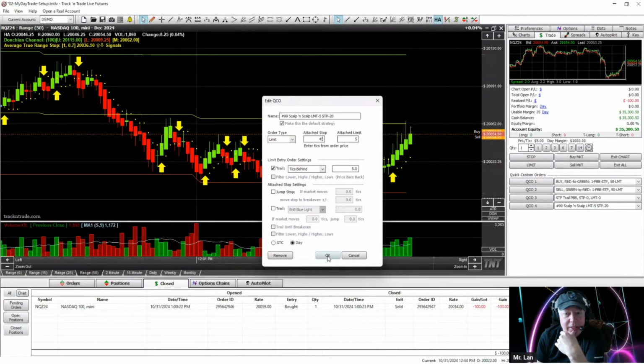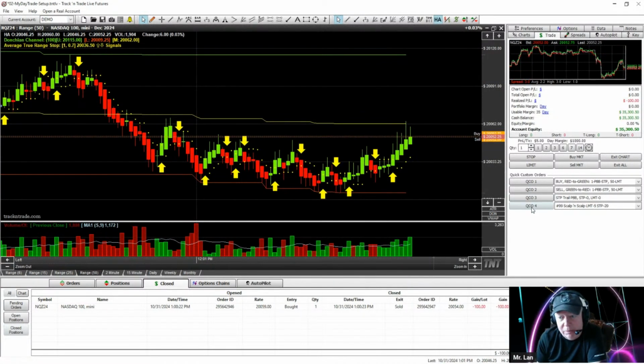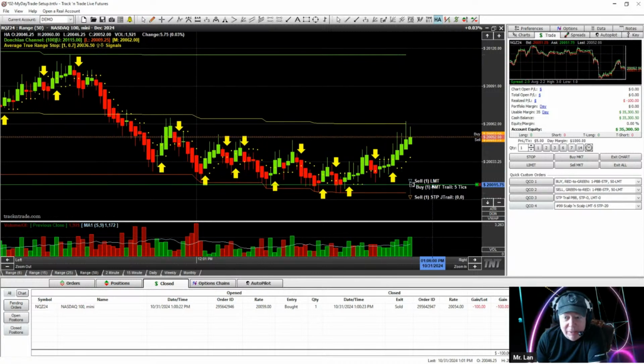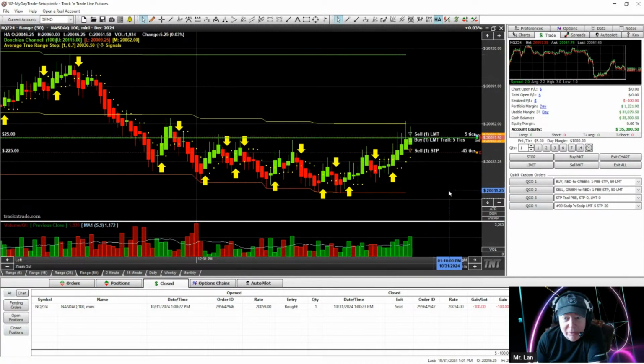So we're going to go ahead and try it. See if 45 is a good number. And we're going to drop that. It looks a little bit better. Okay, we're going to see that market. Now we want to see it pull back.